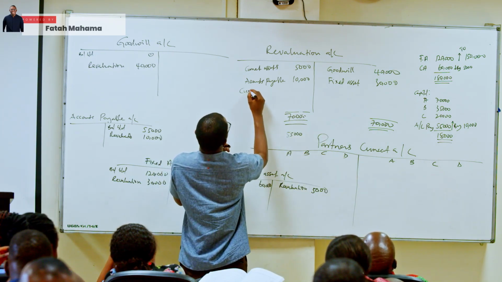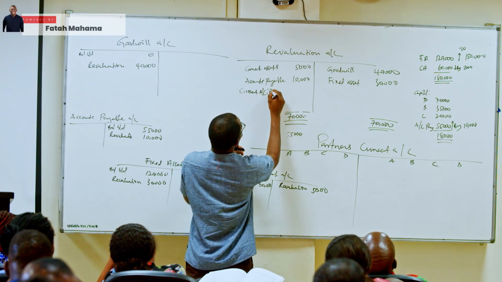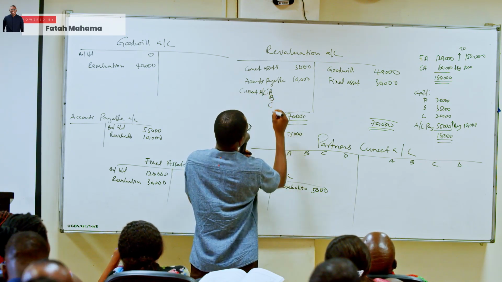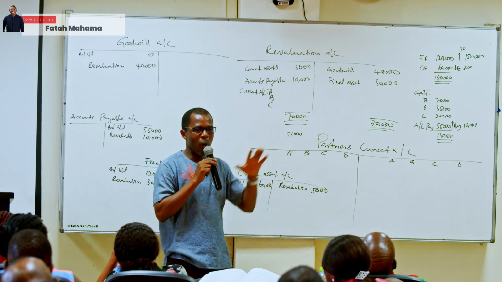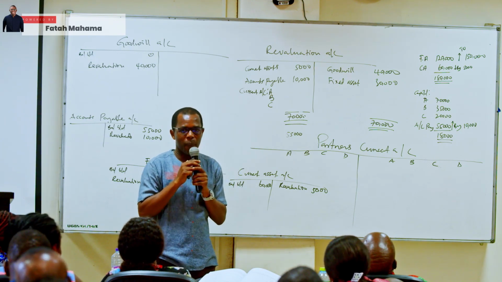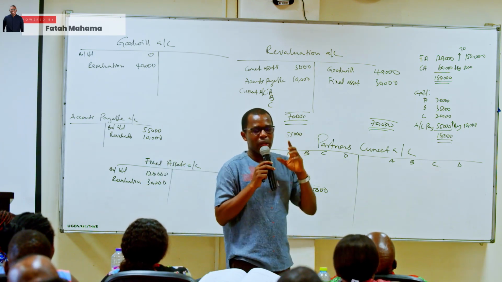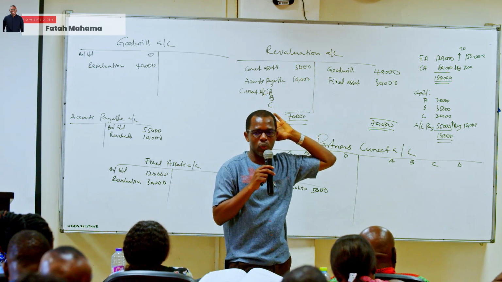Okay, so current account, right? And then it will be A, B, and C only. The existing partners only will be the ones sharing in this gain. Are we together? So now, the examiner has given us their initial profit and loss sharing ratio, right?